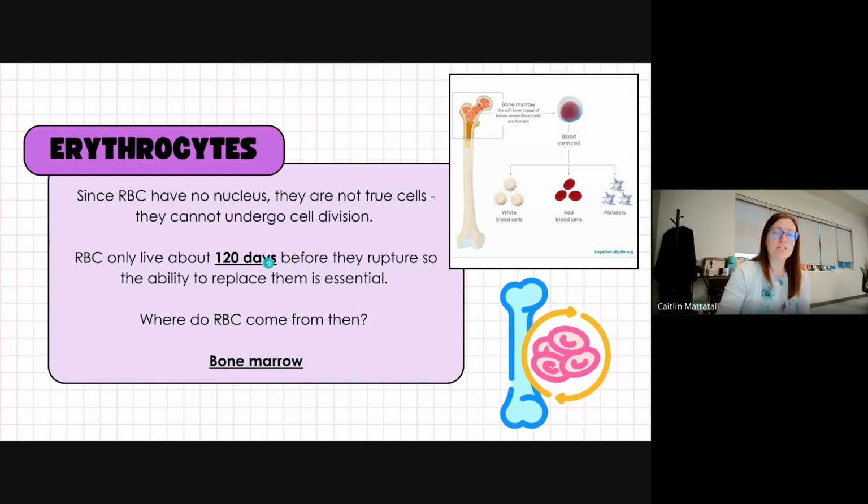So once they reach the end of their life cycle, they're going to rupture. Your immune cells are going to help to get rid of them, and the bone marrow is going to replace more of them.